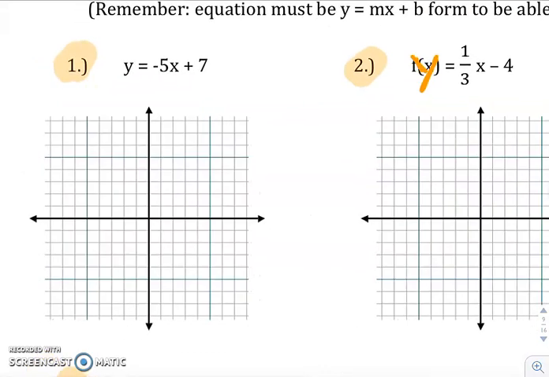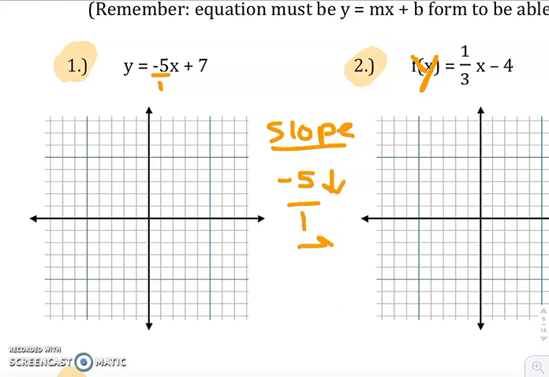So the first one, y equals negative 5x plus 7. Negative 5 over 1 is your slope. So when your slope is negative, the negative 5 is down, and the bottom number is always right.